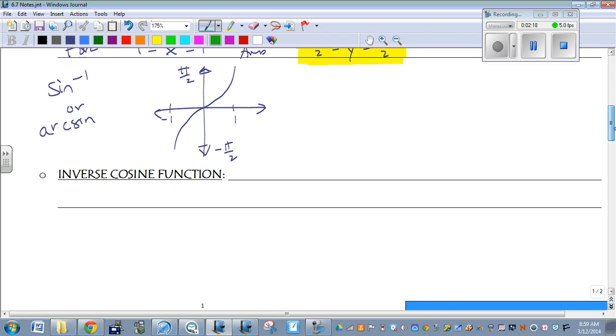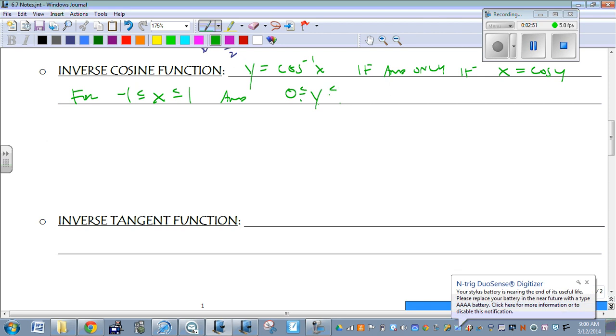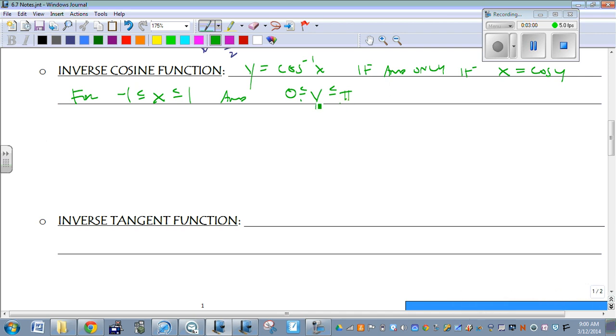For inverse cosine, y equals inverse cosine of x if and only if x equals the cosine of y. And for this one, again, x has to be between negative 1 and 1. And y has to be from 0 to pi. Like we were talking about earlier, for cosine, we looked at the graph of cosine, the x value went from 0 to pi. So in the inverse, the y value is going from 0 to pi.